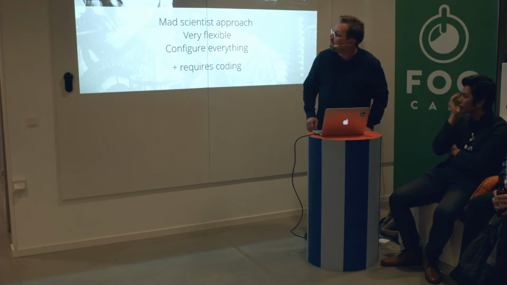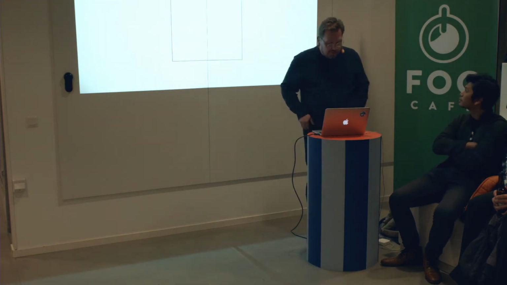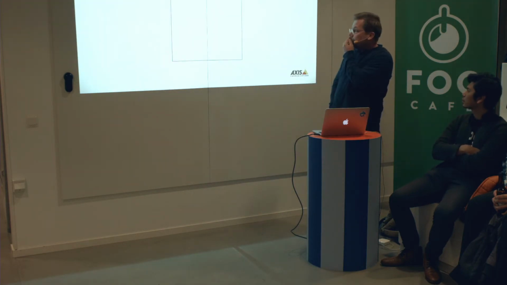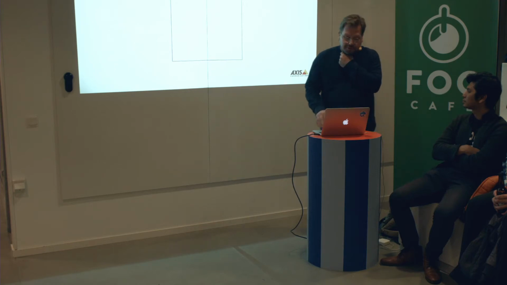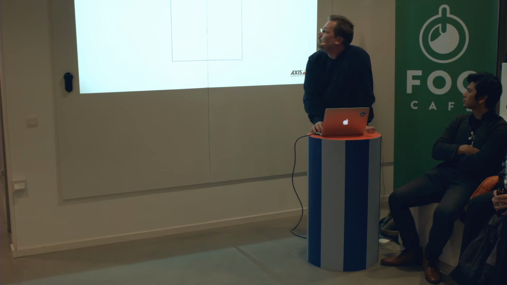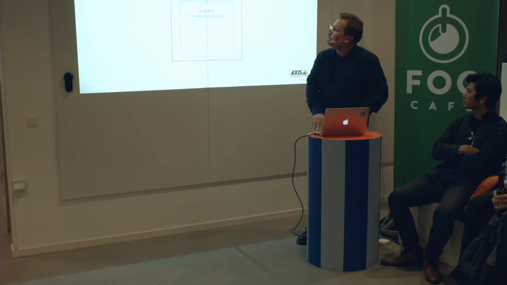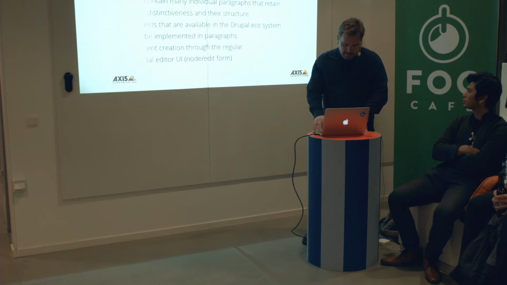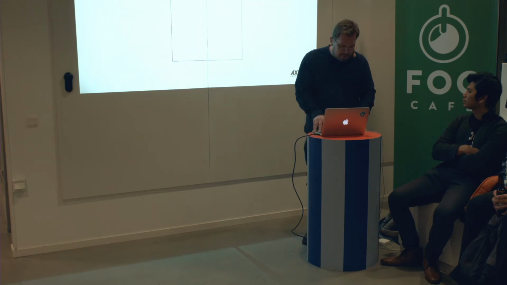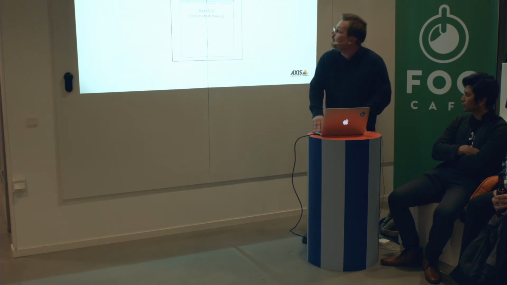So this would be like the traditional structure of a page out of the box in Drupal. You'd have a title, perhaps an image field, and a body field. So what Paragraphs does is that it... well, okay, I changed the order a bit.